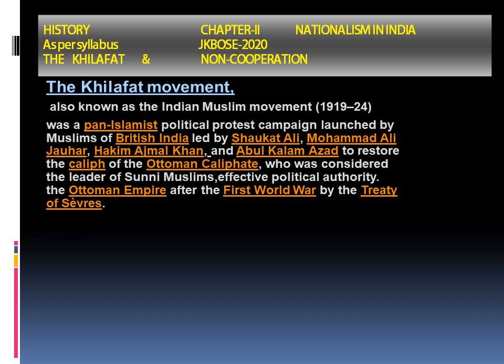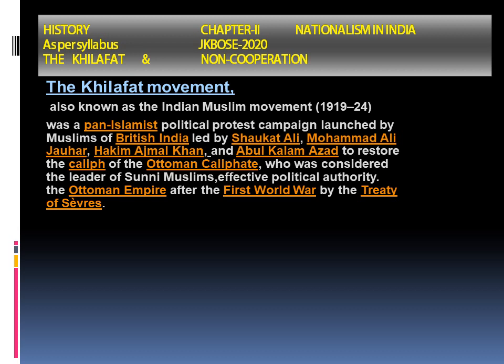Although we know that it was a pan-Islamic movement, political protest campaigns were launched by the Muslims in British India, led by Shaukat Ali and Muhammad Ali, and joined by Hakim Ajmal Khan and Abul Kalam Azad, in order to restore the Caliph of Osman again. They wanted to restore the Osman Khilafat, because the Sunni Muslims had a great affection and religious attachment with them, and still do, but the Khilafat no longer exists in the world presently.